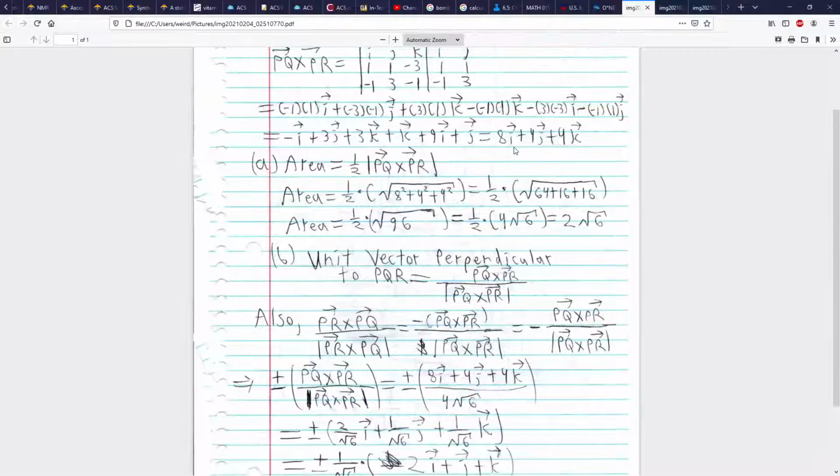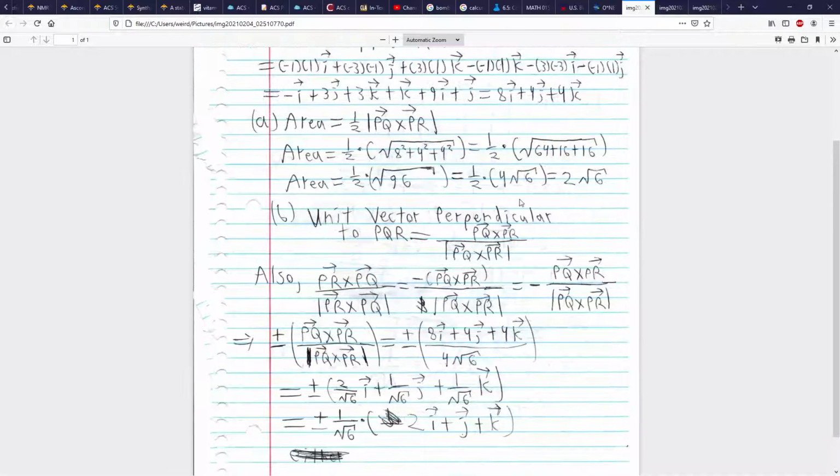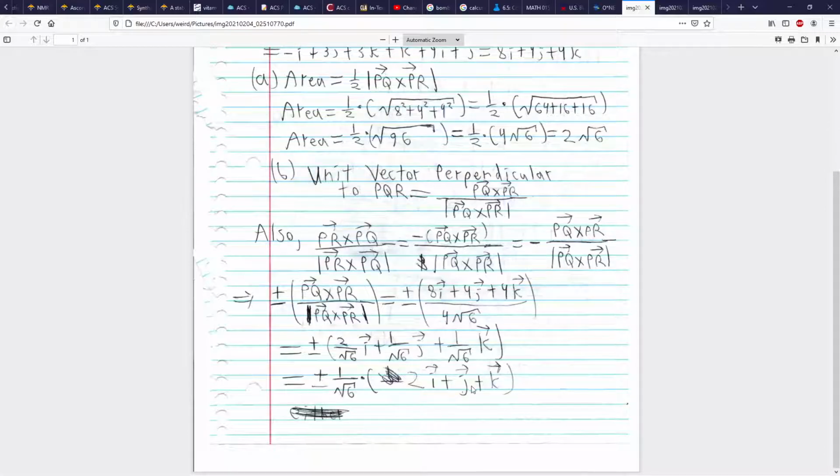You have your 8i from here plus 4j plus 4k divided by 4 square root of 6. The 4 square root of 6 comes from this part, the magnitude before we multiplied by 1/2 to get area. So basically, that's all you have to do. Just simplify it a little bit by dividing out 1 divided by square root of 6, so it's plus or minus 1 divided by square root of 6, 2i plus j plus k.